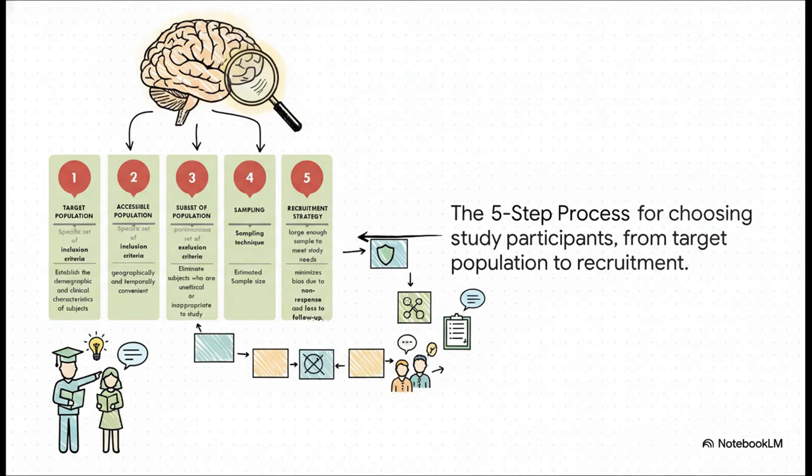The next big question, who exactly is going to be in this study? This 5-step process really clarifies that path. It takes you all the way from defining the broad target population to the nitty-gritty of a recruitment strategy. It makes sure the student is thinking critically about their inclusion and exclusion criteria and has a real plan for finding a sample that truly represents the group they want to study.